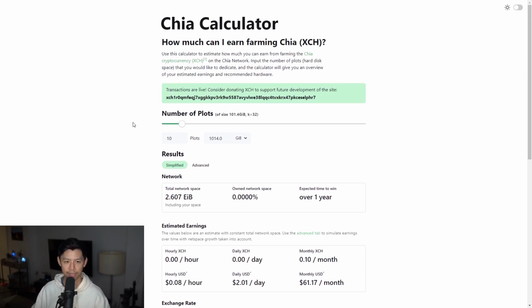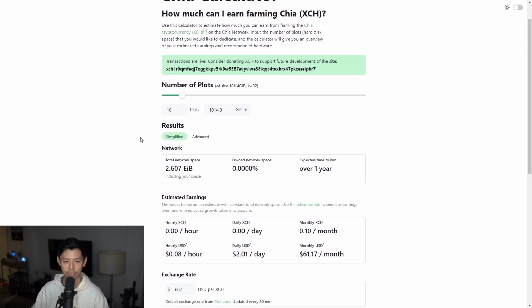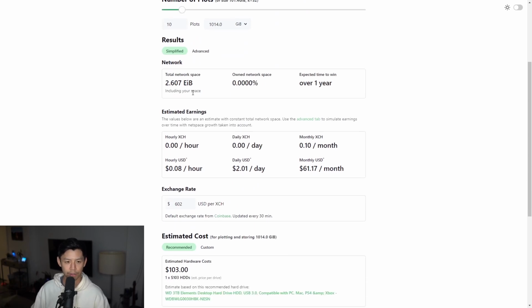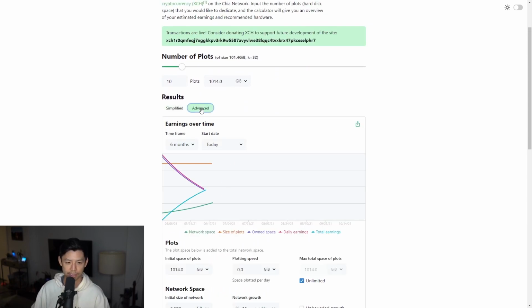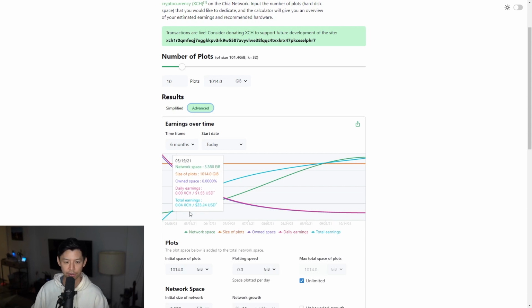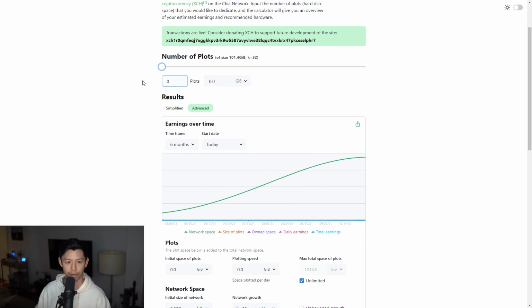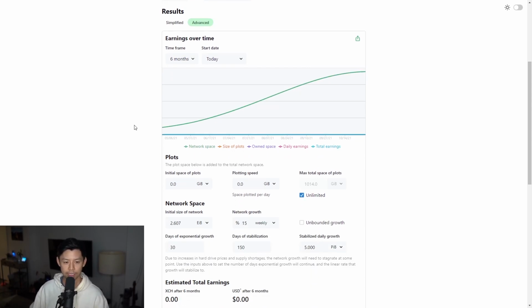So this is the site, very straightforward. There's a bunch of levers. Really quickly though, we're always going to go into advanced. That really matters a lot. And it's going to plot a few cool things for you. We'll talk about that more in a second. But let's just assume that you are brand new to this. You're going to start from zero. You have no space, and then you're going to start inputting plotting.